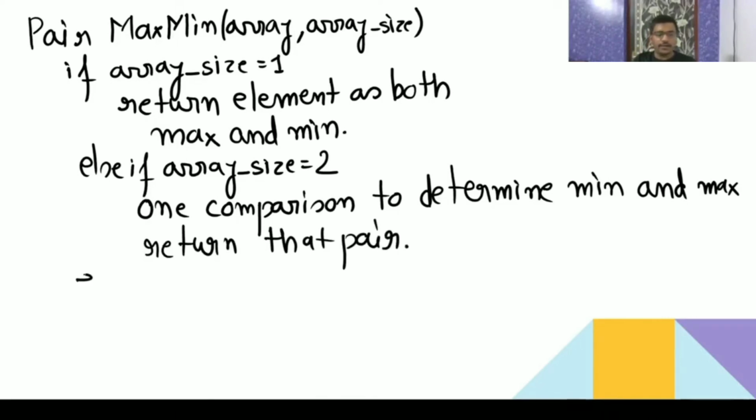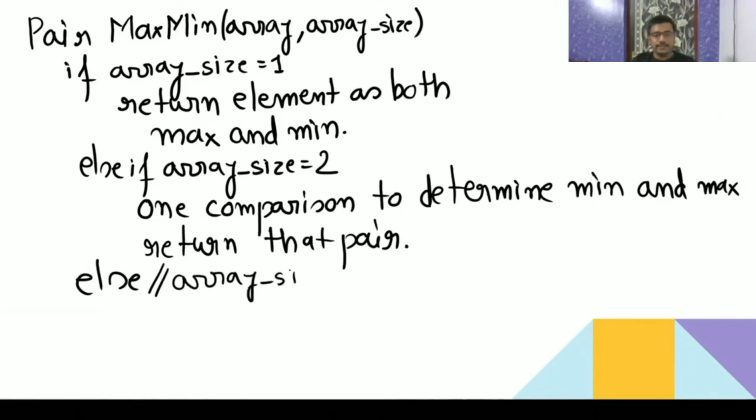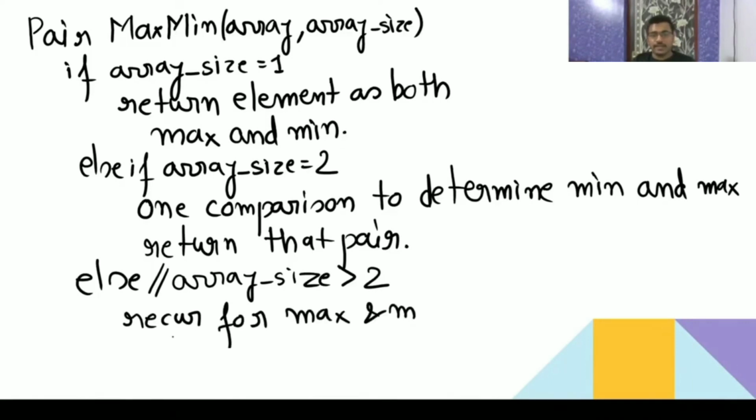Now the else part is when the array size is greater than 2. When the array size is greater than 2, then we are going to do recursion. You recur for max and min, which means a recursive call, for the max and min of the left half. Okay, left half you have to do.